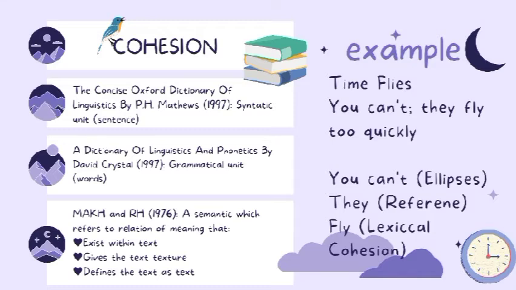For example, time flies. You can't, they fly too quickly. "You can't" is ellipsis, "they" is reference, "fly" is lexical cohesion. This relation of meaning between elements gives the reader presupposition.